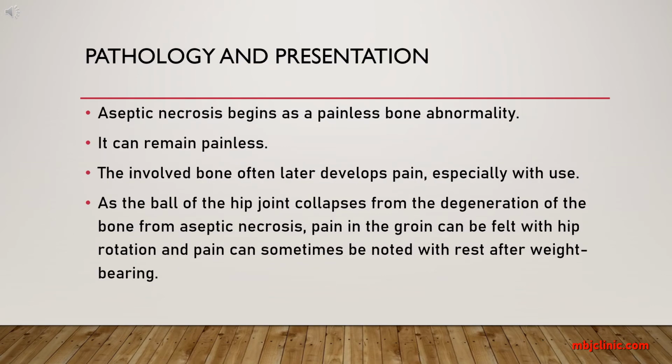Aseptic necrosis begins as a painless bone abnormality. It can remain painless. The involved bone often later develops pain, especially with use. For example, if a hip joint develops avascular necrosis in the ball of the hip joint, pain can be noted, especially with weight bearing. As the ball of the hip joint collapses from the degeneration of the bone from aseptic necrosis, pain in the groin can be felt with hip rotation and pain can sometimes be noted with rest after weight bearing.